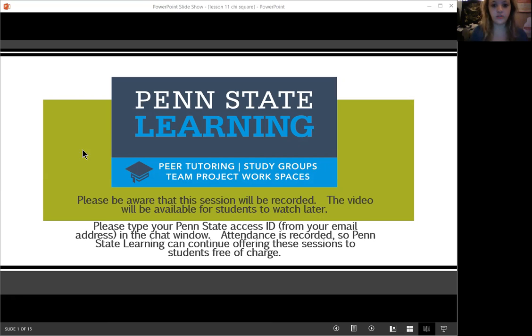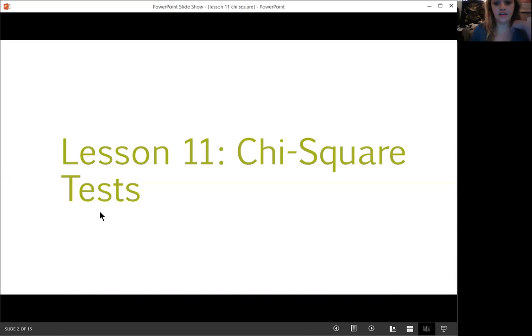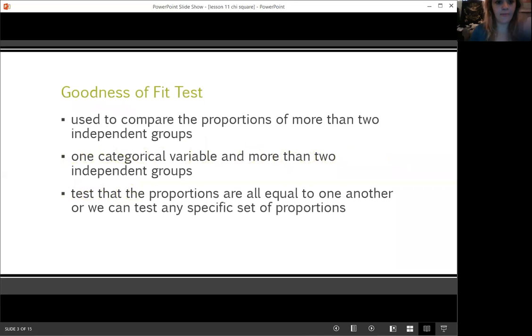And we're going to go ahead and do the chi-squared test again. So for lesson 11, we're going to do this, and this is a pretty quick lesson. Let's start with one of the main ideas that surrounds goodness of fit tests.